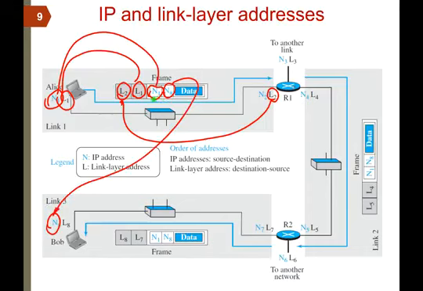So as we said, the network layer addressing is not enough for the data frame to go to the destination, because it's only telling you the source and destination addresses, IP addresses. Therefore, we need the link layer addresses. So when Alice sends the frame, this frame will include L2 and L1.